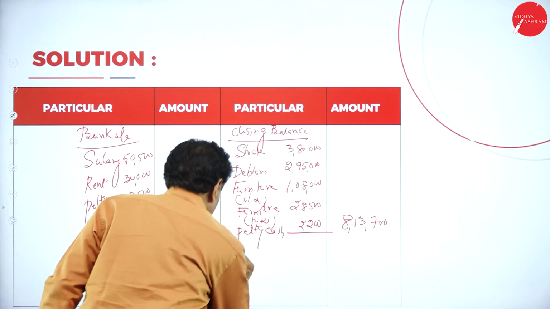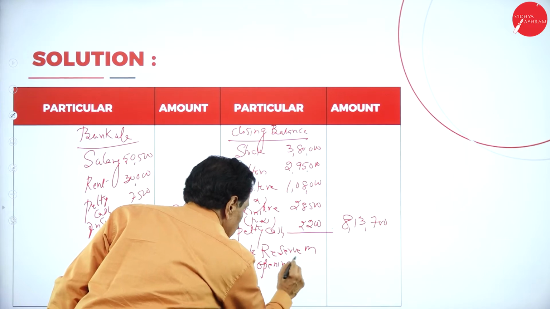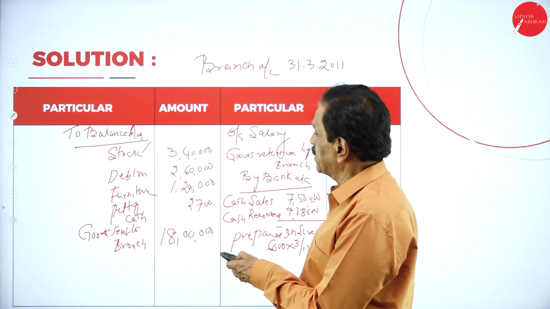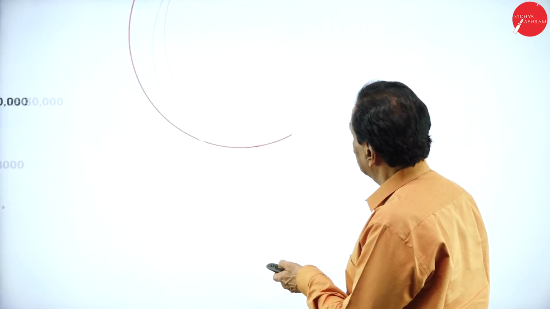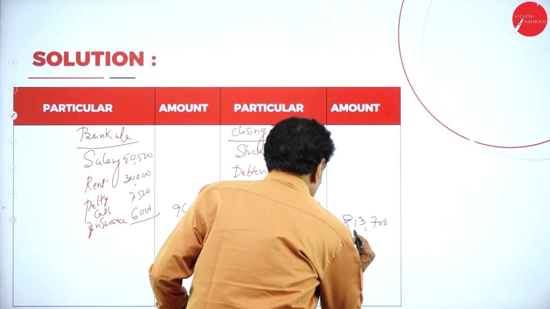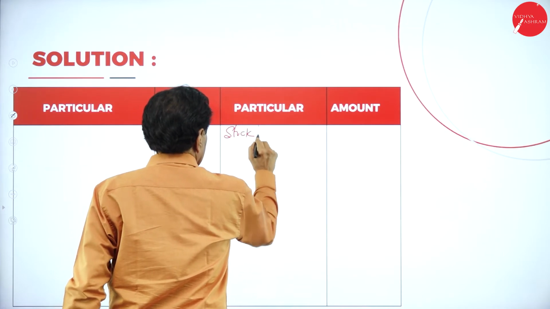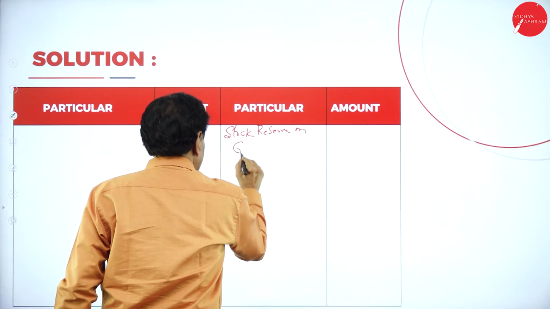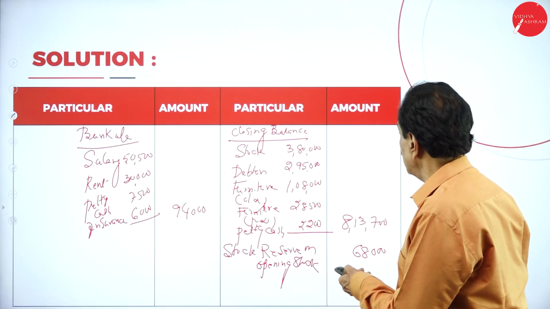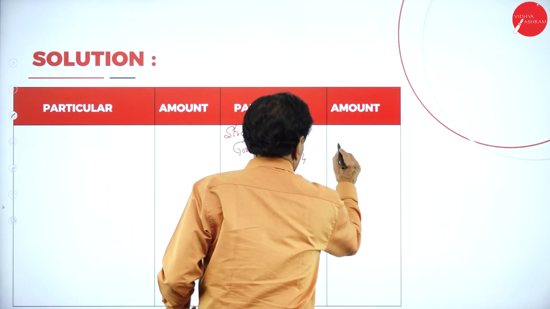Now, stock reserve on opening stock. You have to calculate 1 by 5 stock reserve on opening stock. You calculate it now. Stock reserve on opening stock 68,000. Then stock reserve on goods sent to branch. I think it is 3,60,000.